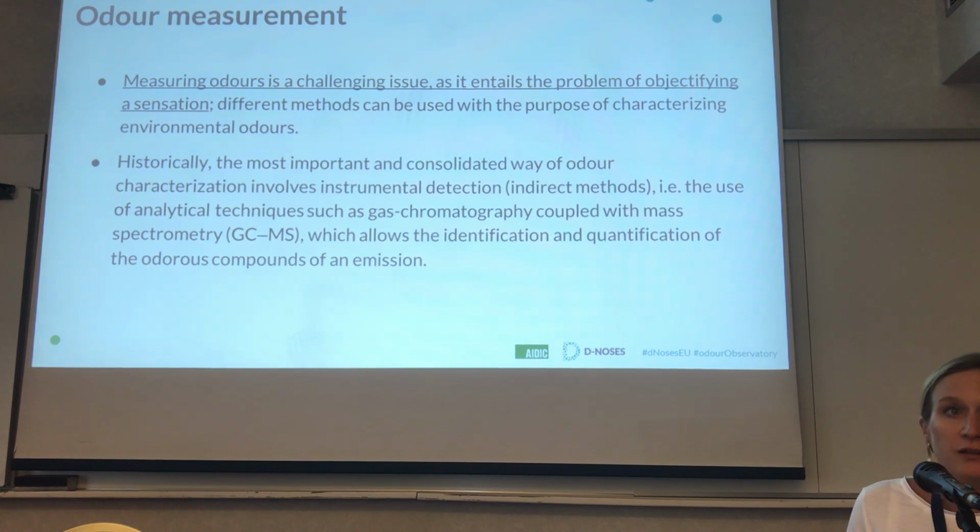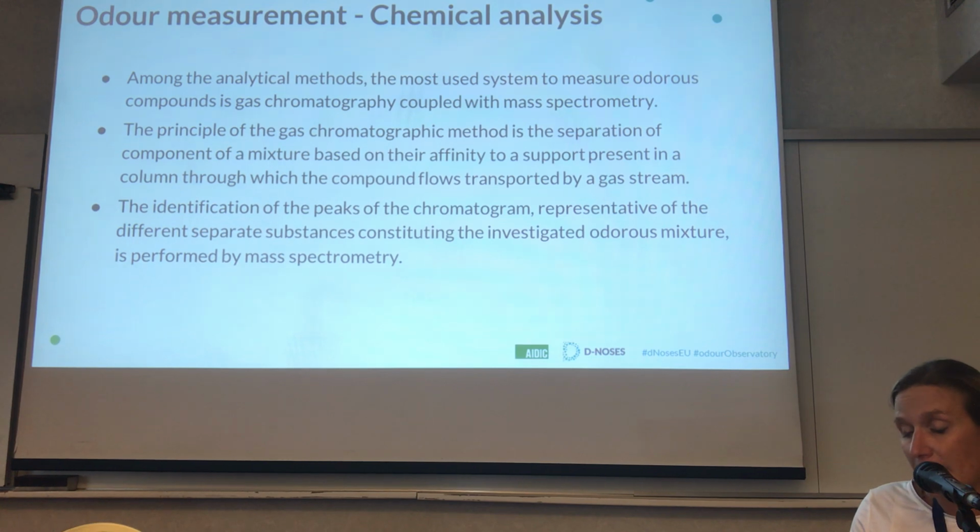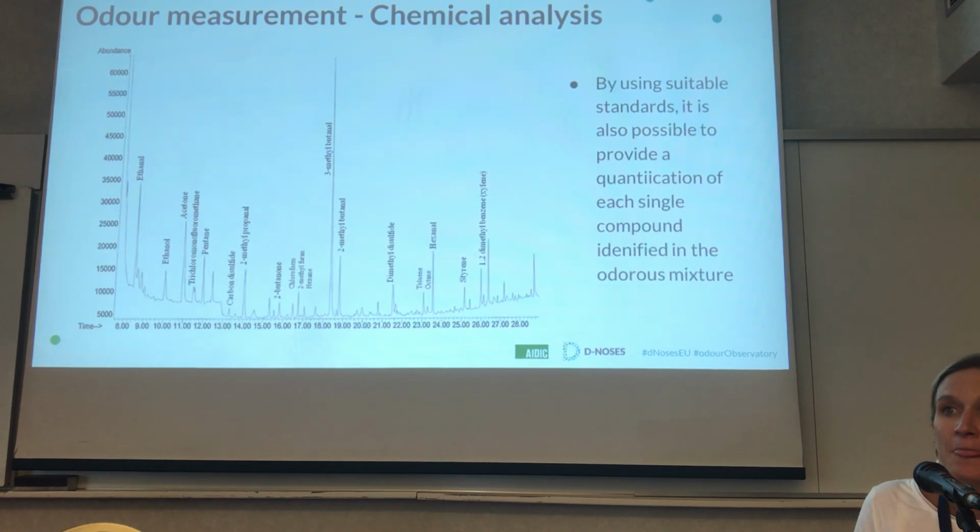Historically, the most important, the first way that was used to characterize odor is chemical analysis. By chemical analysis I mean gas chromatography and mass spectrometry. Gas chromatography allows to separate different components and to identify the single substances of an odorous mixture. And if you are good enough and you have the right standards, you can not only identify which substances are present in an odorous mixture, but also quantify them, which is complex, but it is also possible.